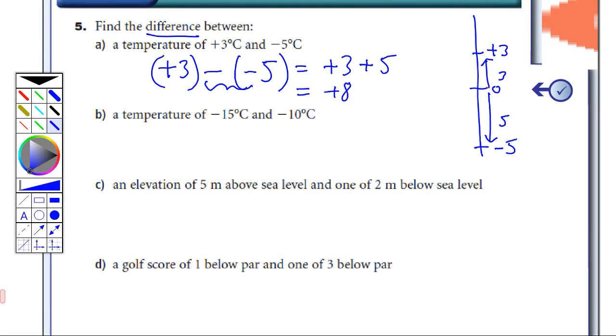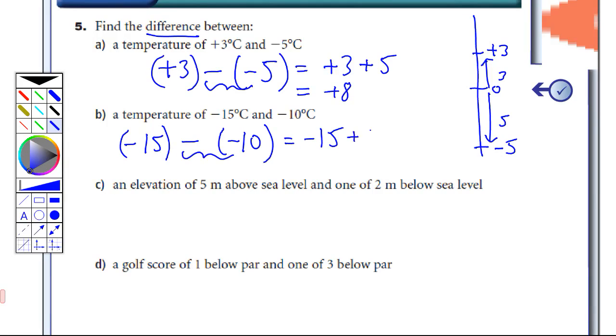Let's look at the difference between minus 15 and minus 10. So I write my two integers first, and I'm looking at the difference, so I'm subtracting. I can rewrite that as minus 15, minus minus turns into plus 10. So minus 15 plus 10 is actually going to be minus 5. And that makes sense because if it was minus 15 yesterday and today is minus 10, it's a 5-degree difference.